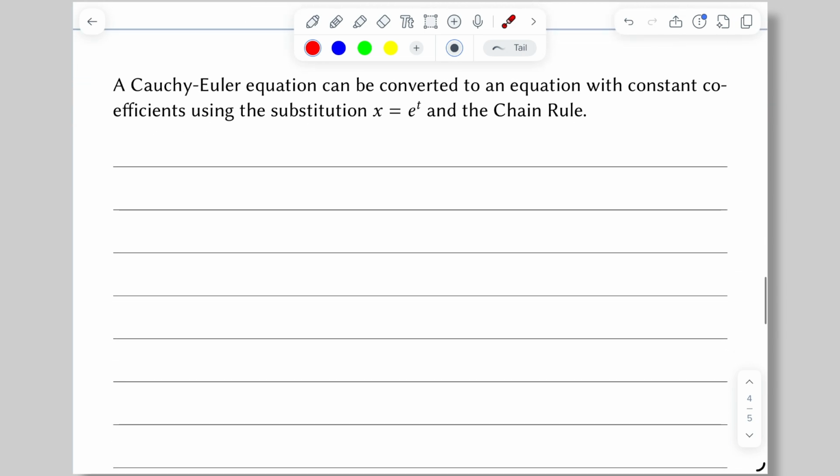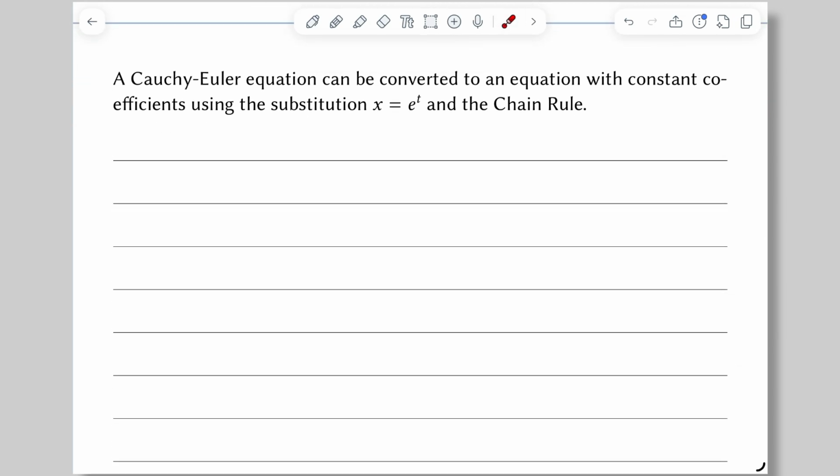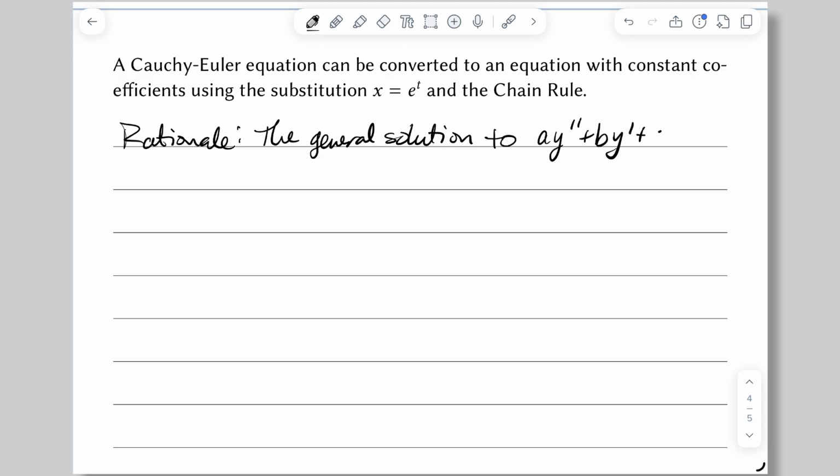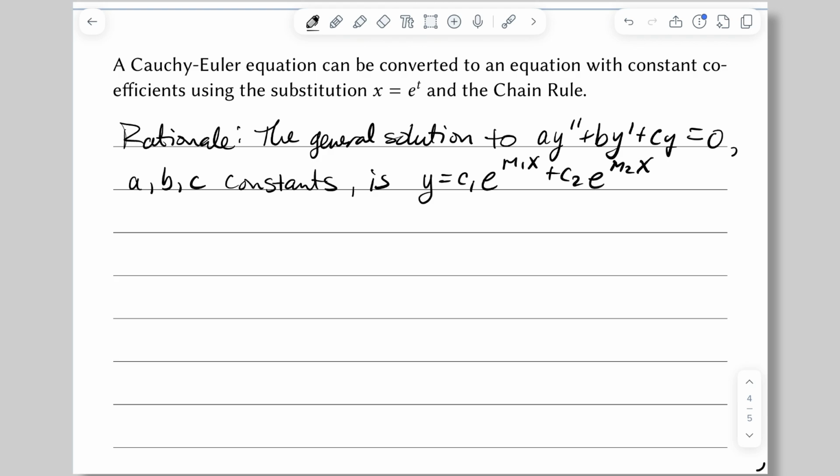A Cauchy-Euler equation can actually be converted to an equation that has constant coefficients using the substitution x equals e to the t and the chain rule. I'll offer a rationale for that statement. The general solution to ay double prime plus by prime plus cy equals 0, where a, b, and c are constants, is, as you know, y equals c1 e to the m1 x plus c2 e to the m2 x, where m1 and m2 are solutions to an auxiliary equation. I'm going to star that equation because I'm going to reference it in just a moment.